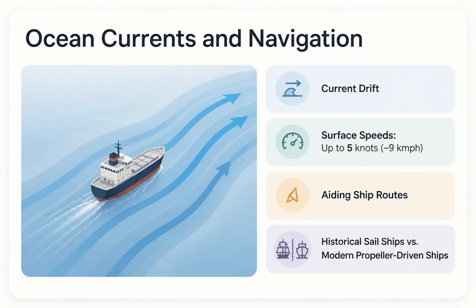Finally, let us look at navigation. The flow of a current is referred to as its drift. Surface currents can be quite fast, reaching speeds over 5 knots, or about 9 kilometers per hour.